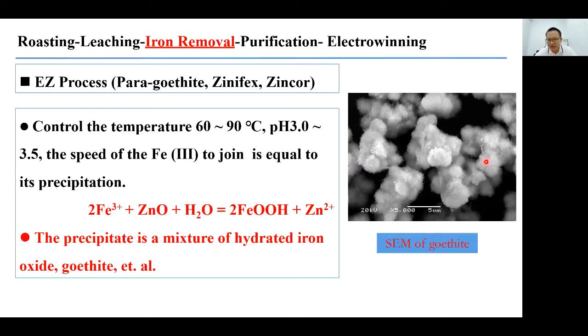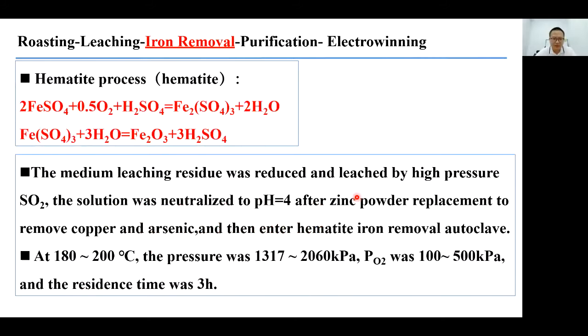And this is a picture of the jarosite. We can find out that they are porous, or they have a very big specific surface area, and they will take away more sulfuric acid and zinc sulfate. And the precipitation is a mixture of several iron minerals.